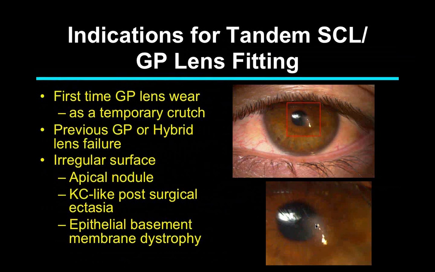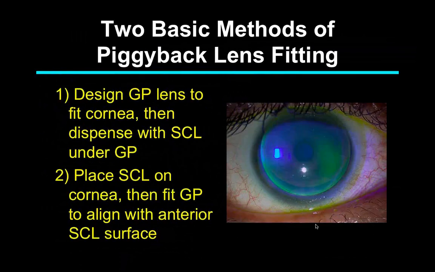So, indications for the tandem fitting, soft combination: first-time lens wearers. We found years ago, in fitting corneal GP lenses in first-time keratoconus patients, for example, if we used a temporary soft lens underneath in a tandem fashion, often they wouldn't stay in them. They would use it as a crutch to get to the adaptation and then wouldn't need them again after that. These are also helpful with irregular corneal surfaces, apical nodules, post-surgical cases, and when we have epithelial basement membrane disease, which is very, very fragile and prone to break down.